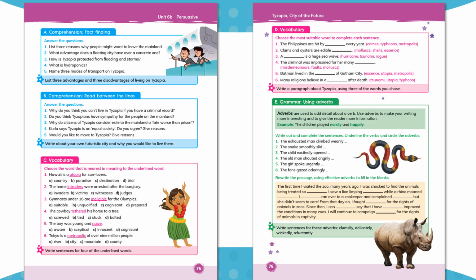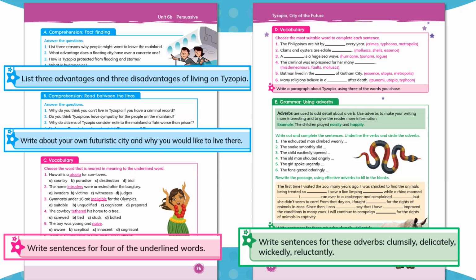In addition to the texts, the books contain fact-finding and inferential comprehension questions, as well as vocabulary and grammar exercises. The challenge activities focus on comprehension skills and strategies, while also providing stretch opportunities.